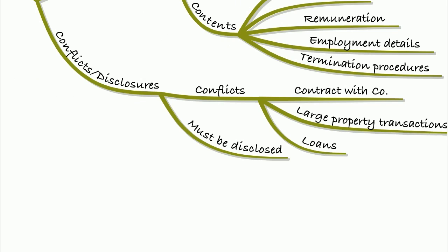So indeed, any other contracts that director had with the company would be a related party contract and would need to be disclosed. Large property contracts, as we've said, would need to be disclosed, and loans. All of that would be disclosed by the directors and would be disclosed in the annual report.